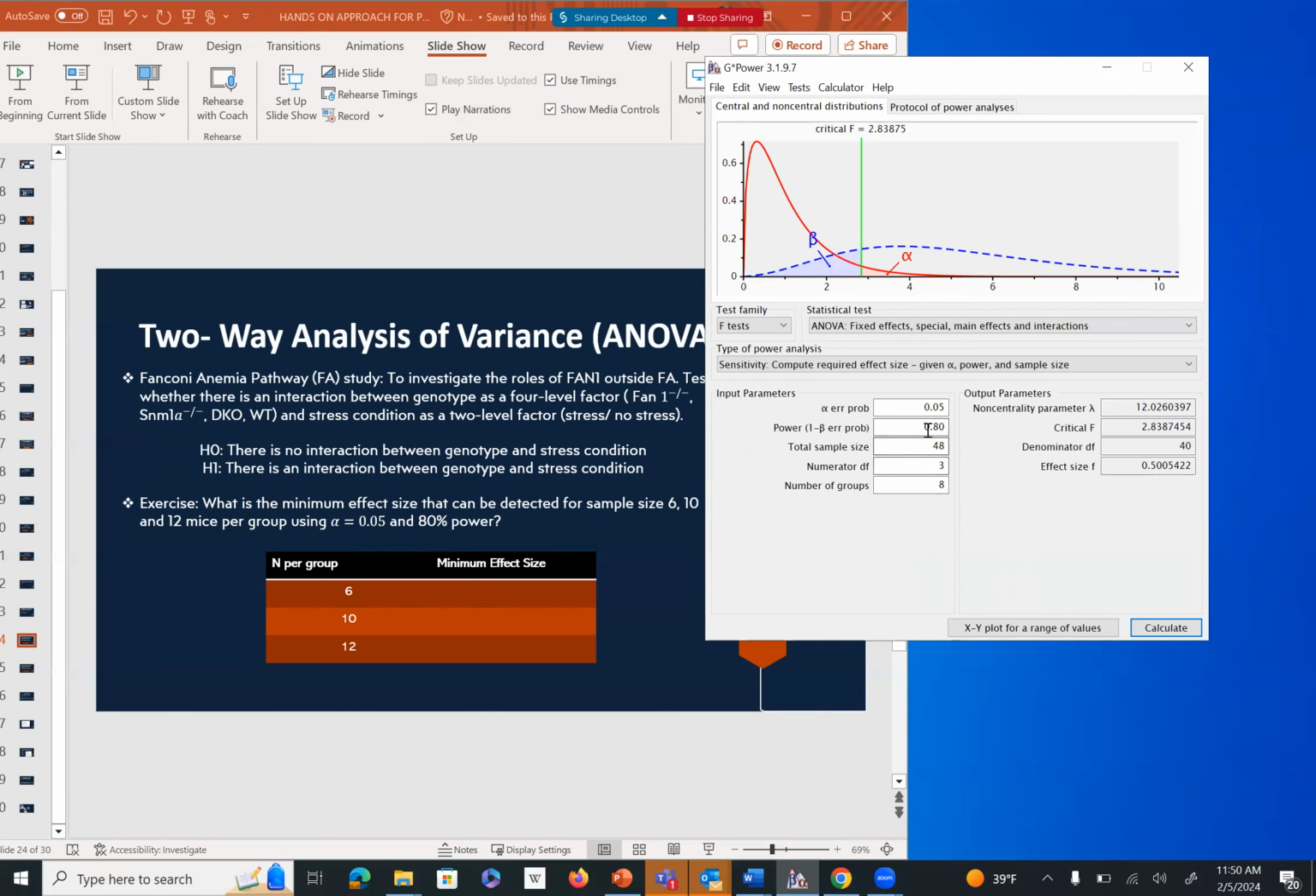And then for a sample size n per group, 10 in each group, so 80, 10 times 8, because there's 8 groups, our effect size will go down. It'll be a 0.379 effect size. So we have a moderate variability amongst the genotype and stress, or our outcome of interest levels, between those 2 groups.